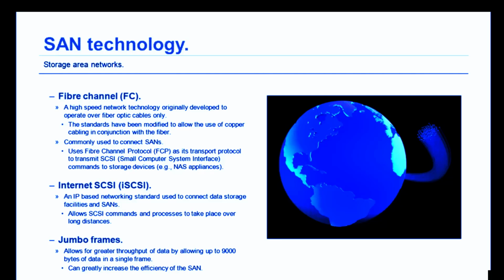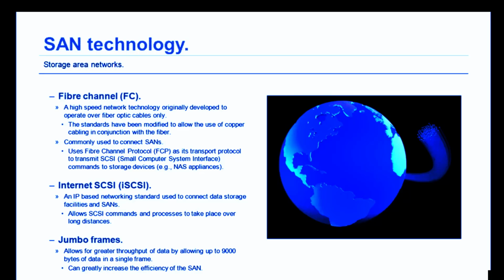Another technology that was developed was Internet SCSI, or iSCSI. iSCSI is an IP-based networking standard that is used to connect data storage facilities and SANs. iSCSI allows for SCSI commands and processes to take place over longer distances than the original SCSI implementation. Jumbo frames are also allowed within the SAN environment.